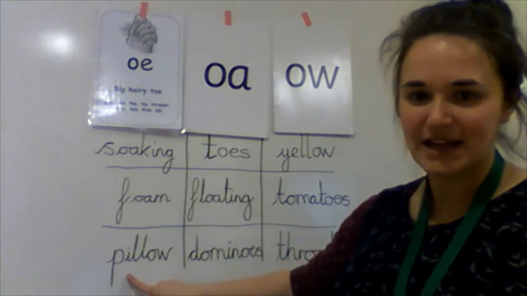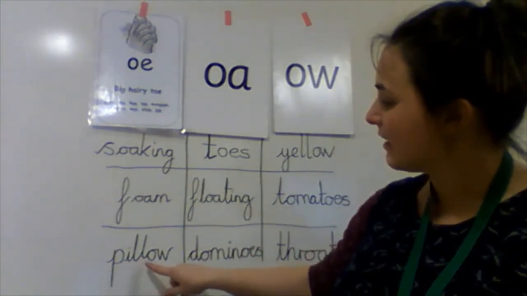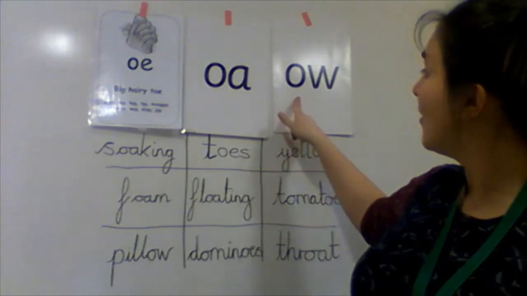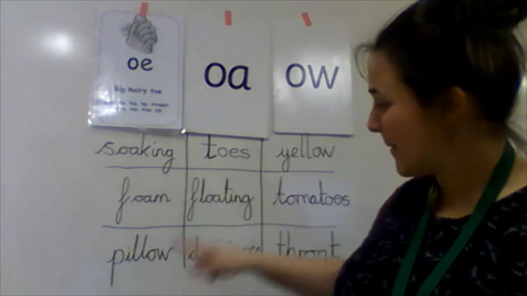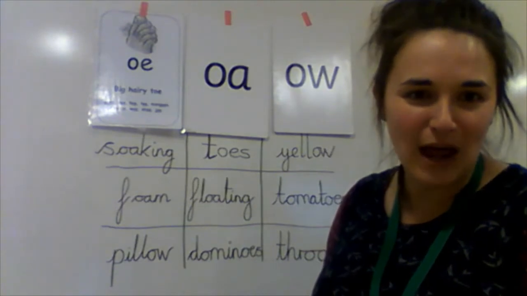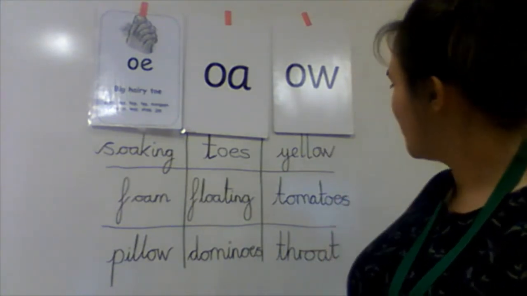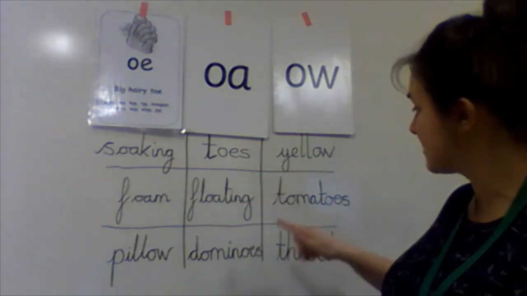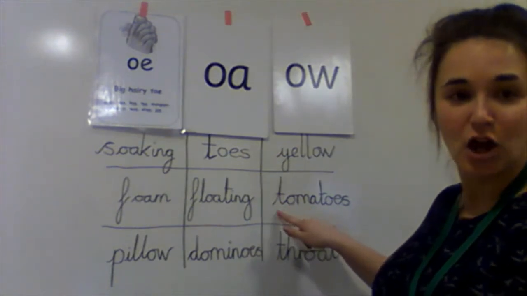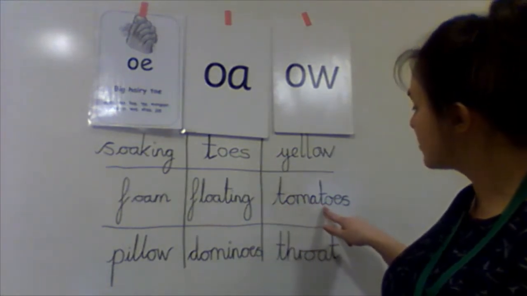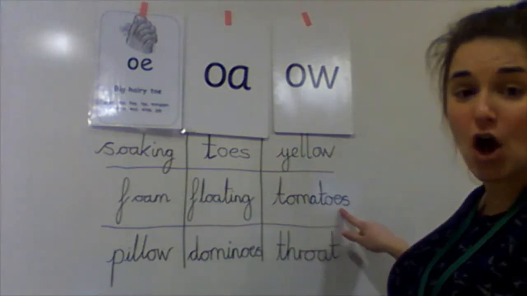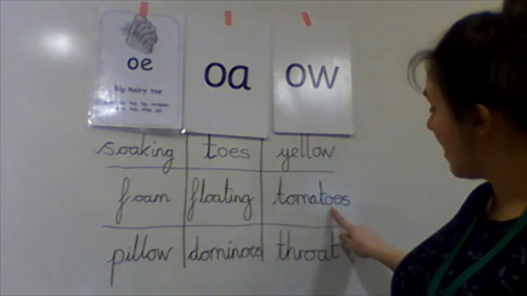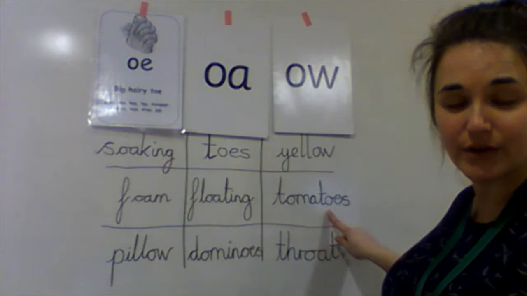Let's have a look at this one down here. P-I-L-O, pillow. It's got our O, blow the snow sound in it. Pillow. I have a really comfy pillow on my bed. What about having a look at this word? It's a long one, so I'm going to have to blend it in parts. T-O-M, Tom, tomat, O's, tomatoes. It has our O, big hairy toe digraph near the end of that word.